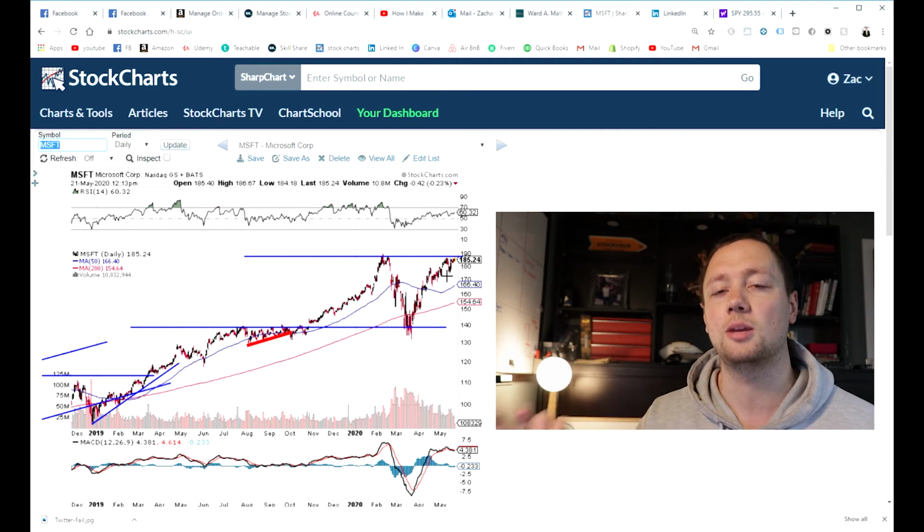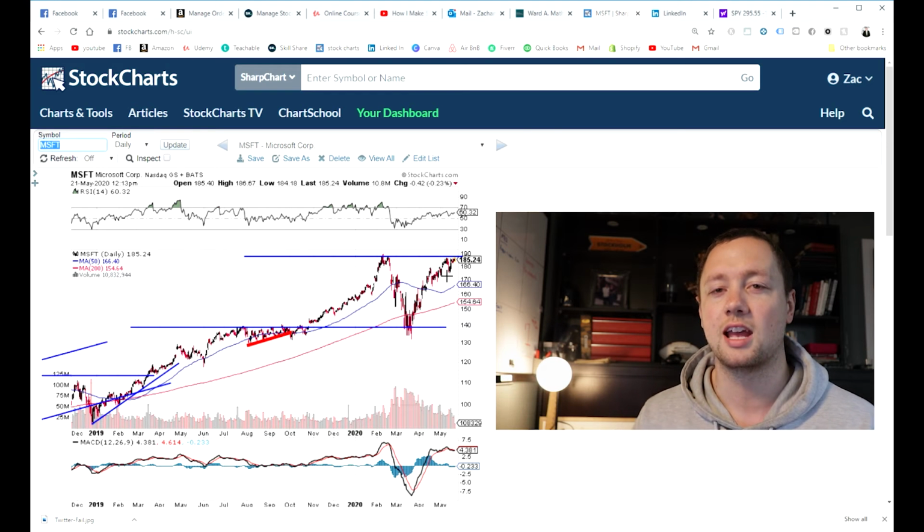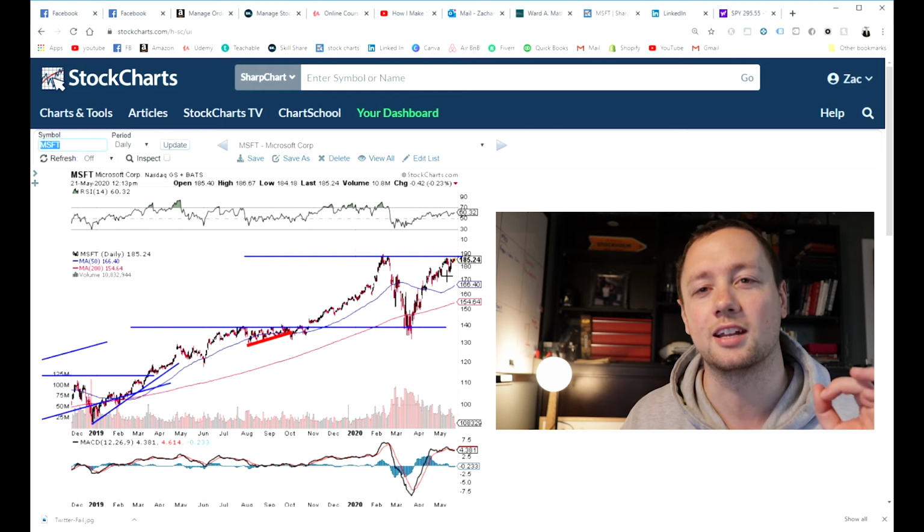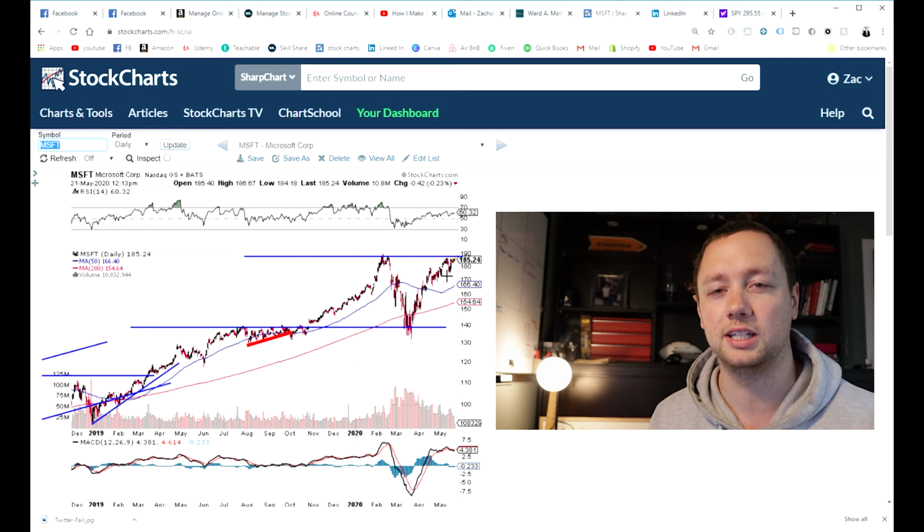And they have already rebounded much more than the Dow Jones, and all very similarly, which means we can understand it, we can read it, and we can predict it.